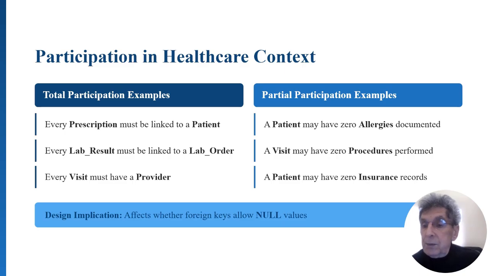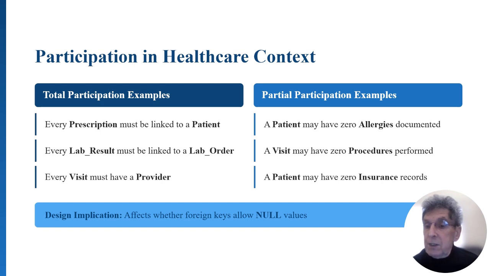Partial participation examples. Cases where the relationship is optional. A patient may have 0 allergies. Many patients have no known allergies. A visit may have 0 procedures performed. Not every visit involves a procedure. A patient may have 0 insurance records. Self-pay still exists. These decisions have real implementation consequences.